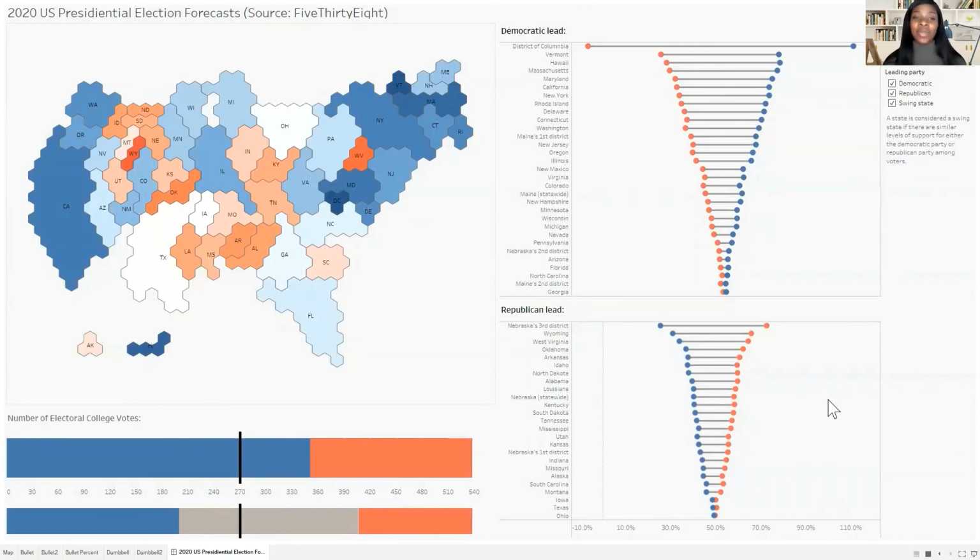So that's it. We hope this transformation allowed you to get a better understanding of what the original chart intended in showing the election forecast.